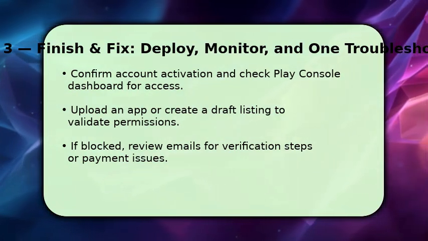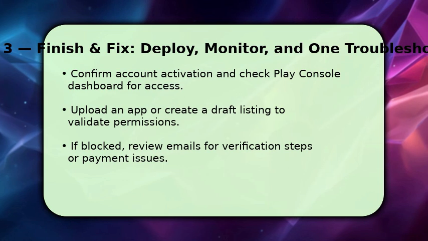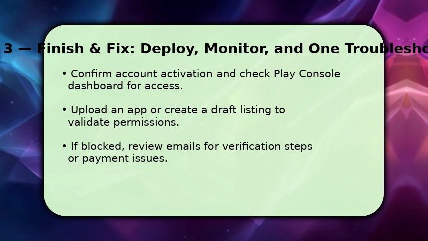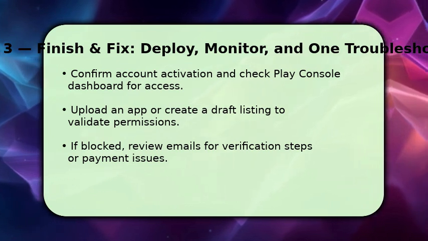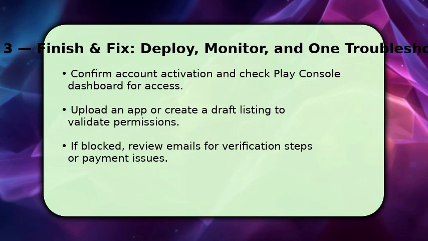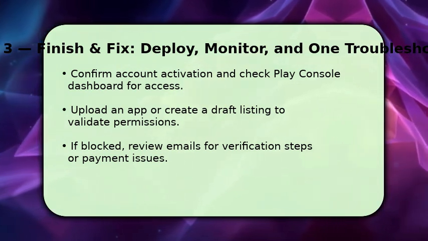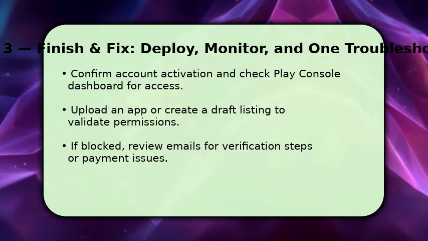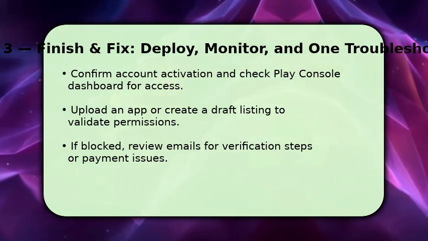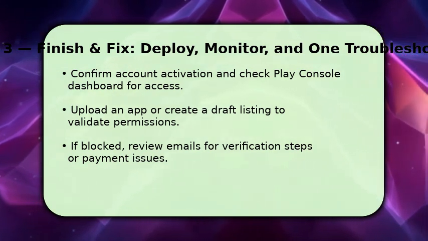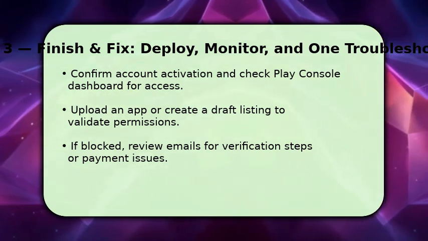Open the Play Console dashboard and verify you can access app creation and publishing tools. Once activated, upload a small draft app or start a store listing to ensure permissions are correct and to trigger any remaining verifications. If something goes wrong, check the email Google used for verification. Payment or identity mismatches are the most common blockers. If needed, correct the shown details and retry payment, because that usually resolves account holds quickly.